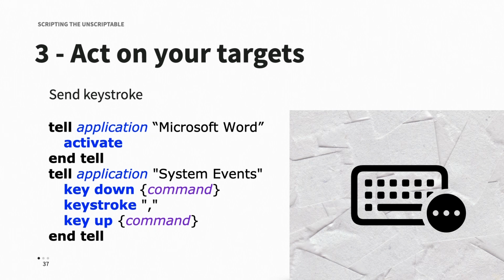I would probably recommend not relying on that because, as we were talking about timing, well, how long is it going to take to load? Do we have a proper way to track that and make sure we don't proceed until we know that that window's available? We finish our first tell, and now we're going to tell System Events to hold down the command key. We're going to send a single keystroke, which is the comma, and then we're going to release the command key.